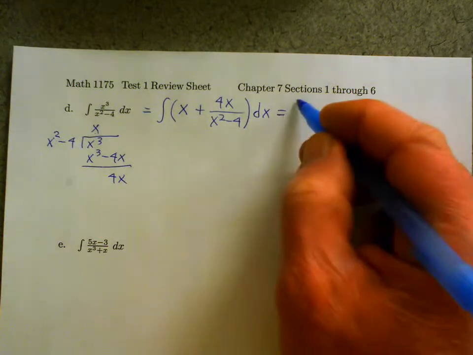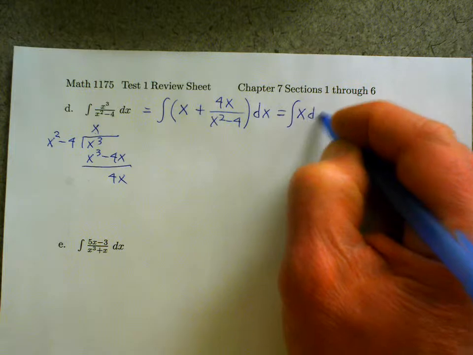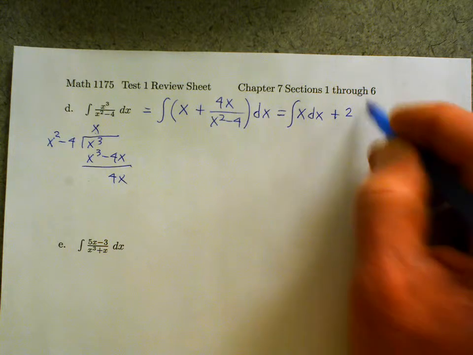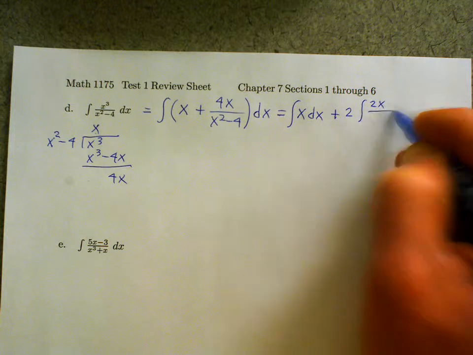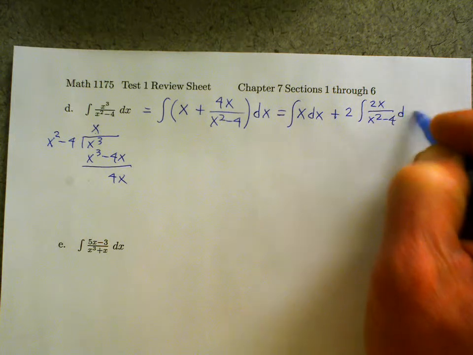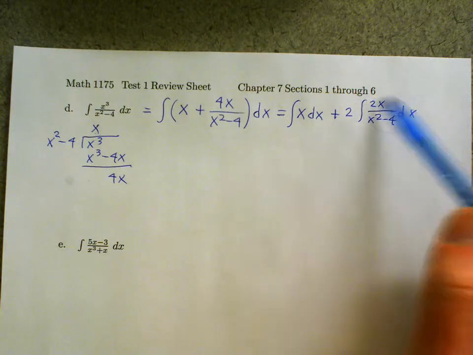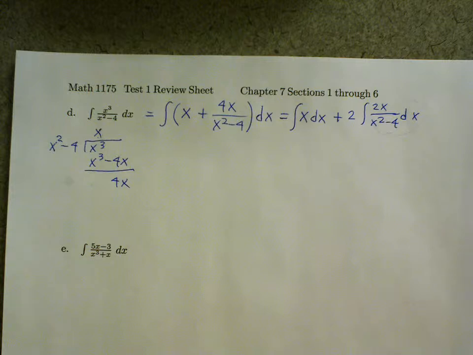So I'll rewrite this as a sum of 2 integrals, the indefinite integral of x dx, plus 2 times the indefinite integral of 2x over x squared minus 4 dx. So this 2x dx over x squared minus 4 has the form du over u. And the integral of du over u is the natural log of the absolute value of u, right?